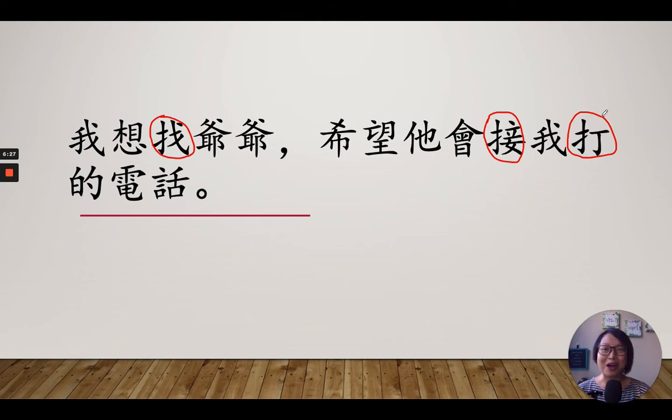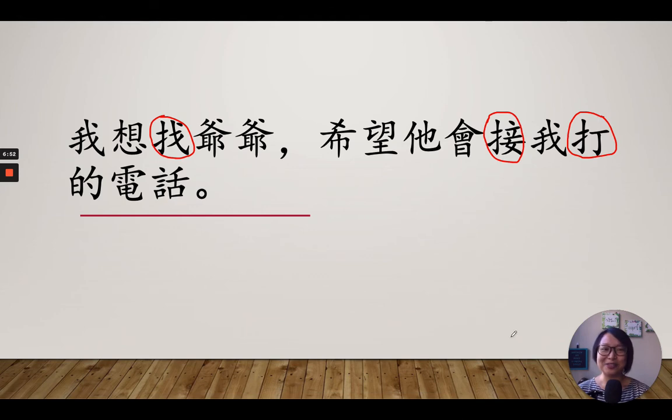打電話 is to call on a phone. 我想找爺爺 I want to find grandpa, my daddy's daddy. 希望他會接我打的電話 I hope he catches my phone call.